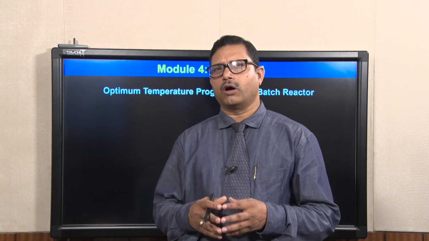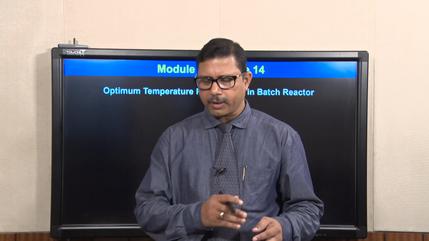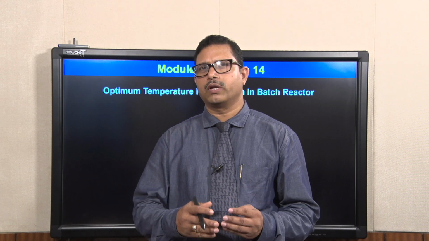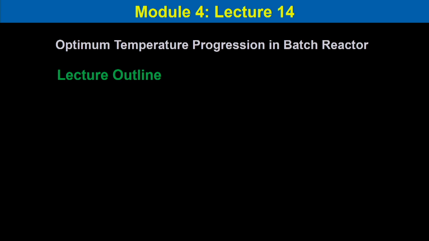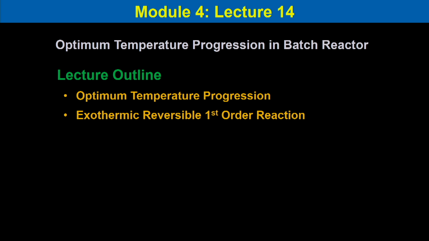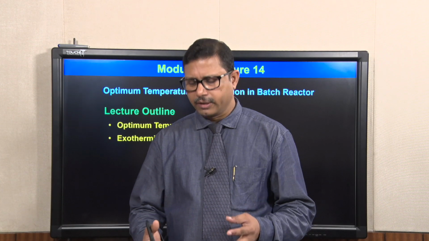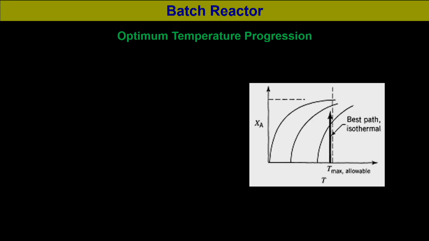But if we want to operate the reactor at a particular temperature, that means in an isothermal way, then we will have optimum temperature progression for that. We will see, for an exothermic reversible first order reaction, with an example, how the optimum temperature can be determined. So, optimum temperature progression for a single reaction.